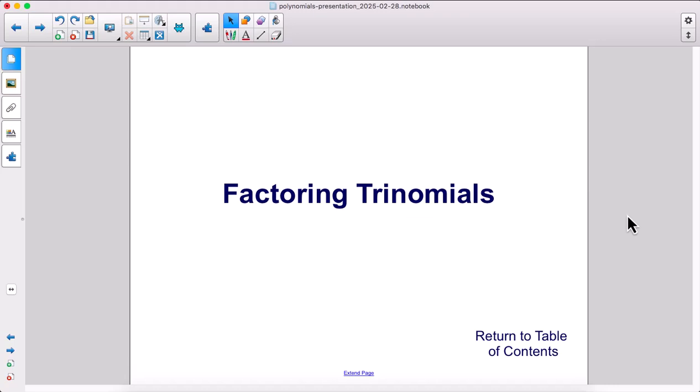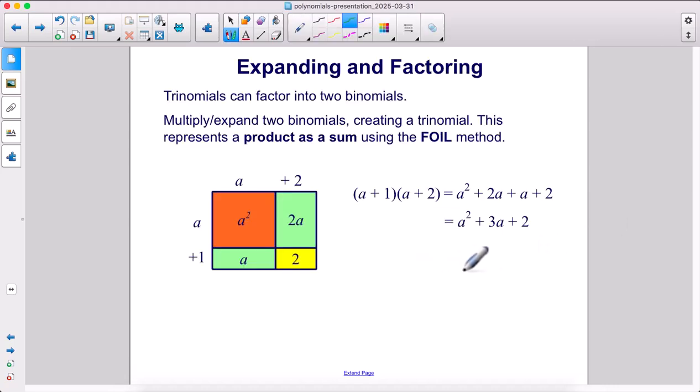Factoring trinomials. Trinomials can factor into two binomials. Multiply or expand two binomials, creating a trinomial. This represents a product as a sum using the FOIL method. FOIL is first, outer, inner, last.